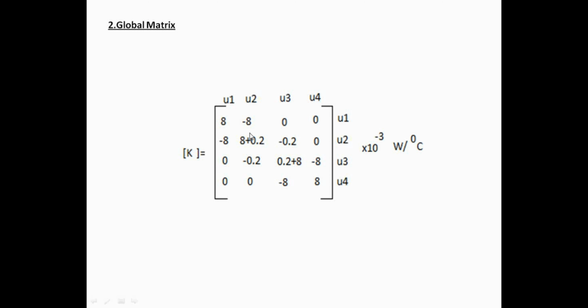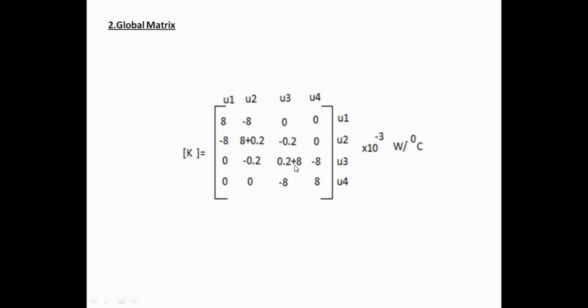For the first element, we will put the first element matrix [8, -8; -8, 8] at column and row numbers 1 2. Now the second element, we will put this matrix at row numbers 2 3 and column numbers 2 3. Now this 0.2 and this 8 will coincide at the same location because they are at the same position. So 8 plus 0.2, minus 0.2, minus 0.2, 0.2.